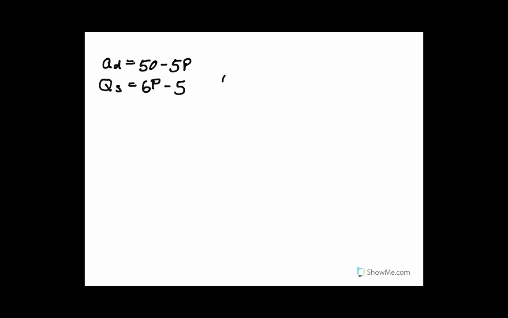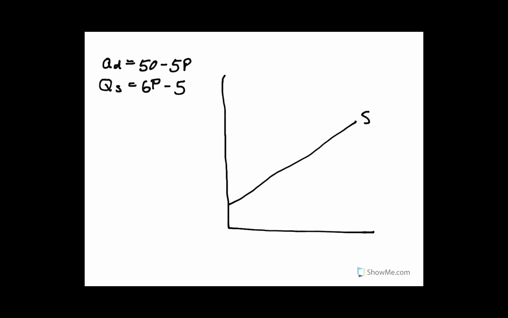And so first thing we can go ahead and plot that. Our supply will look something like this, and our demand will be here. And of course this is quantity and this is price. Okay, now we can solve for this initial equilibrium before we apply any tax.